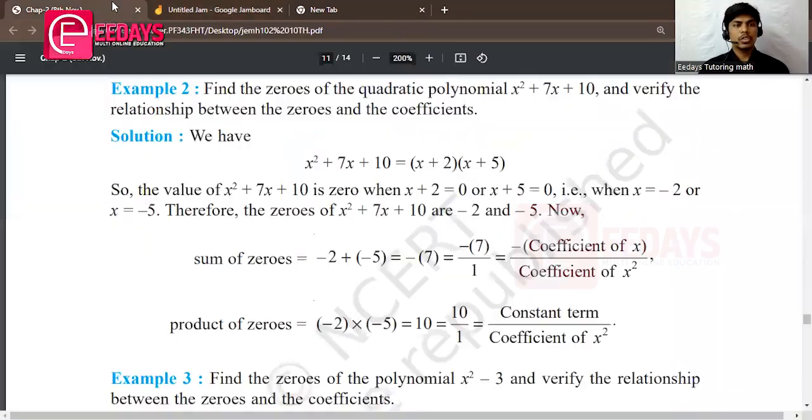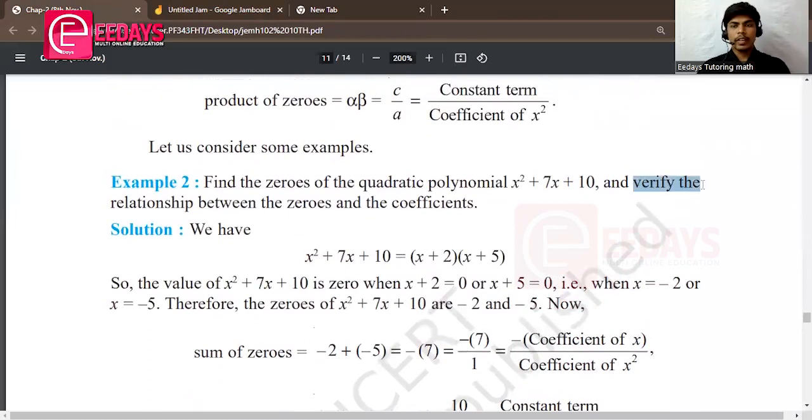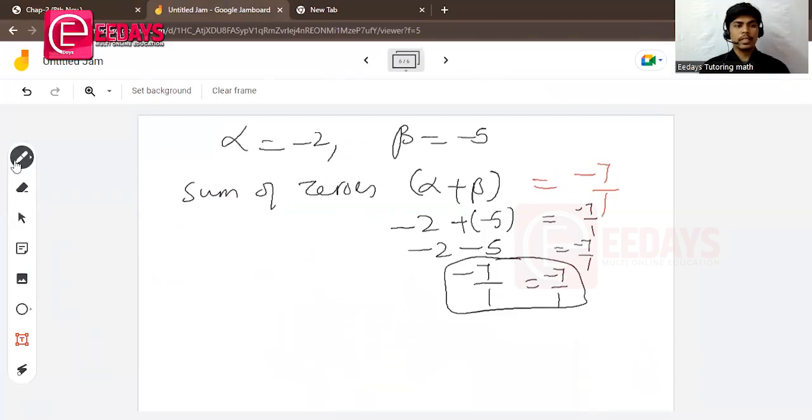So that's why you should verify. The question asked: verify the relation between zeros and coefficients. After getting the zeros by splitting the middle term, you can verify like this.